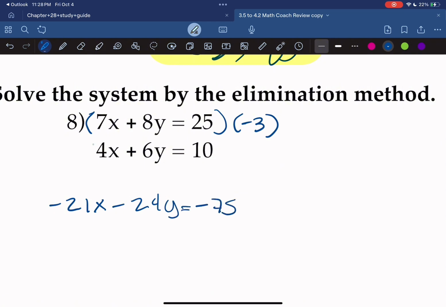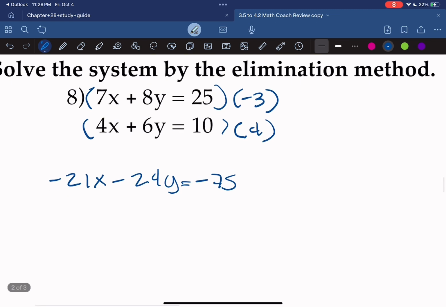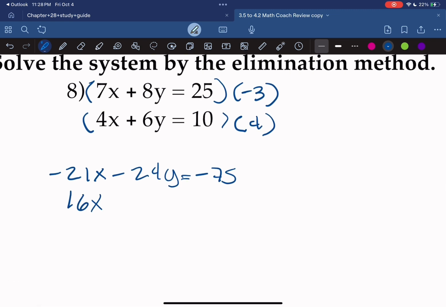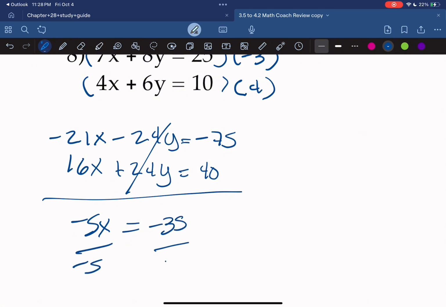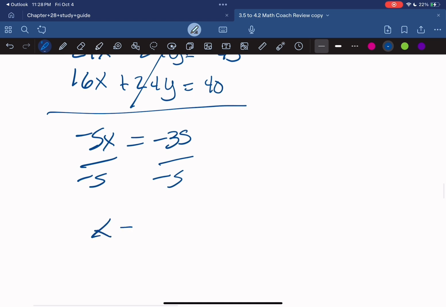And then our bottom equation, 6 times 4 is 24, so let's multiply everything by positive 4. So 16x plus 24y equals 40. Combine like terms. Negative 21 plus 16 is negative 5x. These cancel, which equals negative 75 plus 40, which is negative 35. Divide by negative 5. X is going to equal 7.